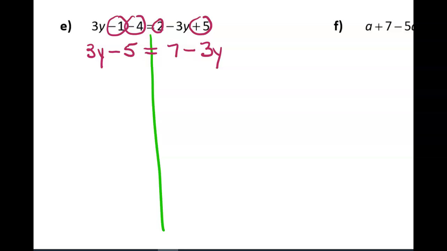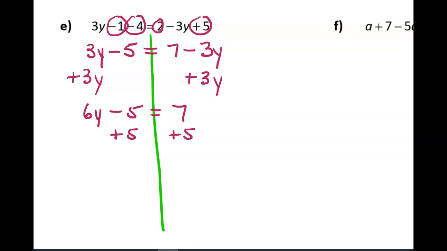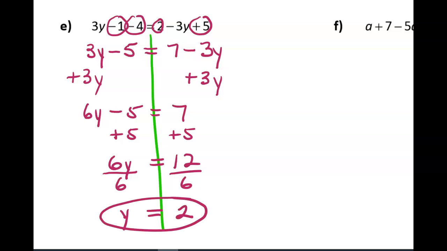Now remember to pay attention to the signs. The 3y on the right is negative and the 3y on the left is positive. So we can move those by adding 3y to both sides of the equation. That'll give us 6y minus 5 equals 7. And now we can add 5 to both sides of the equation so that the y term is becoming isolated. 7 plus 5 is 12. Finally, undo that multiplication with division, and y is 12 over 6, which is 2.